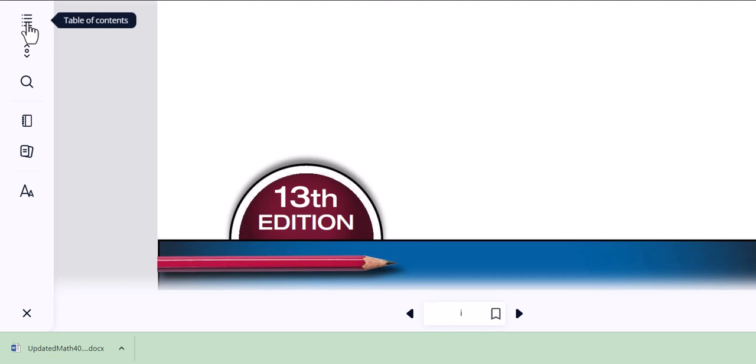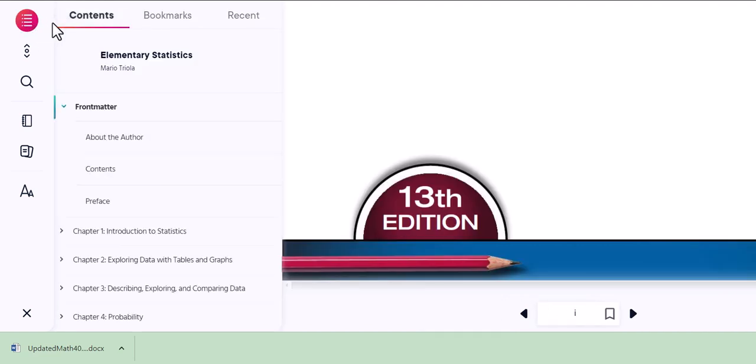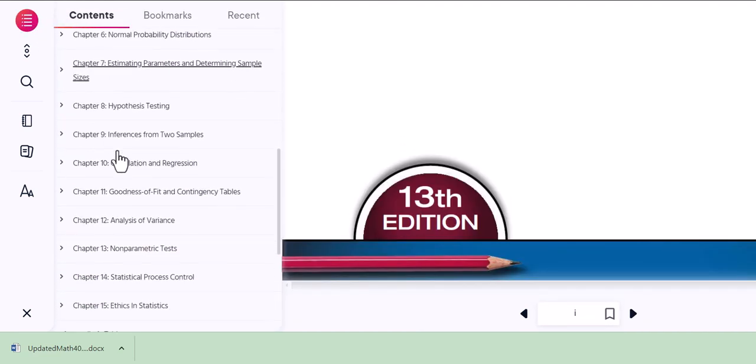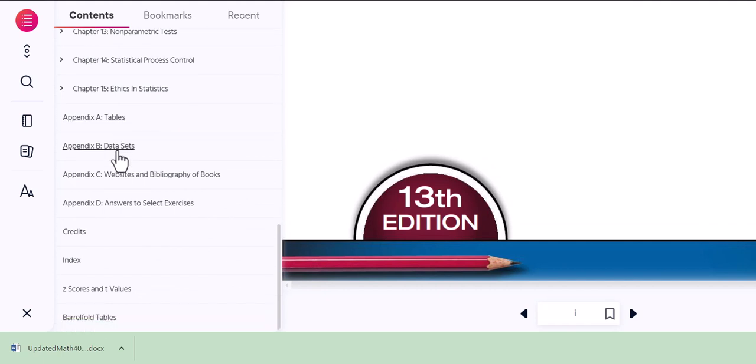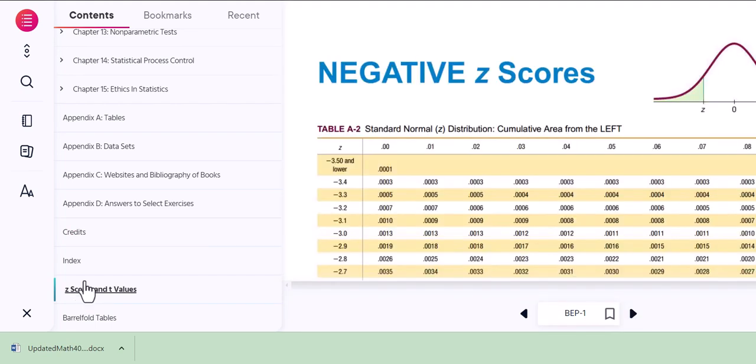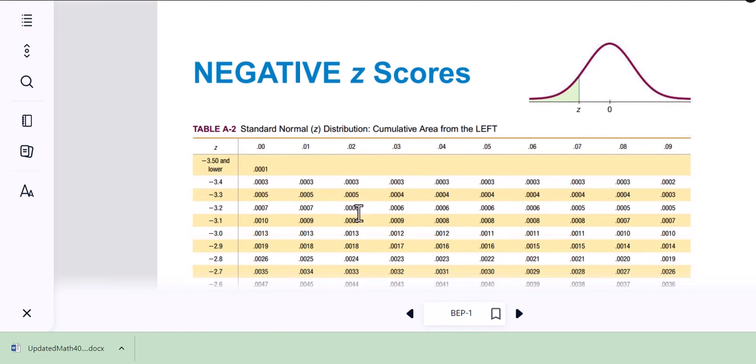Once you are in the ebook, we're going to go to the table of contents and then scroll all the way to the bottom. And notice that we have z-scores and t-values way at the bottom, right underneath index. So make sure that you are on the table of contents and go all the way to the bottom for z-scores and t-values. Click on that and our z-scores will show up. Now I can close that and I have my z-scores.